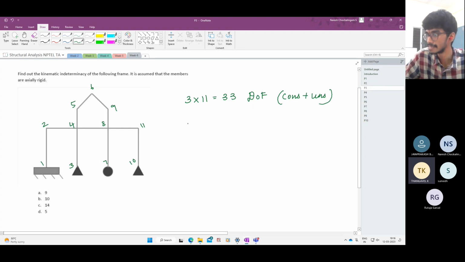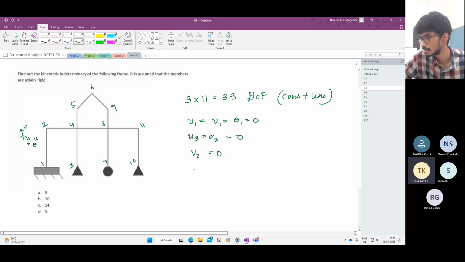Now, what are the constraints? Let us list them out. The horizontal reaction is equal to the vertical. This is 0. Why? This is a fixed support. So U is horizontal. Let me put U, V, and theta. So U1 is 0, V1 is 0, theta 1 is 0. That's a boundary condition. U3 is 0, V3 is 0. Then V7 is 0. And then U10 and V10 are 0.